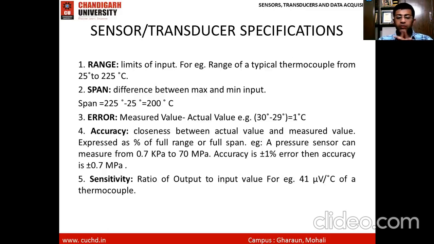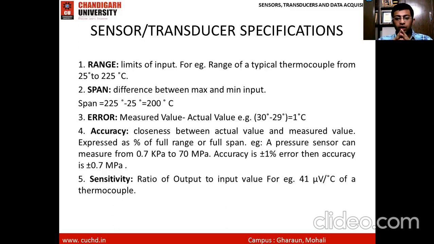Span. Span is a simple thing. It is the difference between the maximum and the minimum input value that a sensor can withstand. So for the same example, the thermocouple, it will be 225 minus 25, that is 200 degrees Celsius, will be its span. Now, the next thing is very important: error.